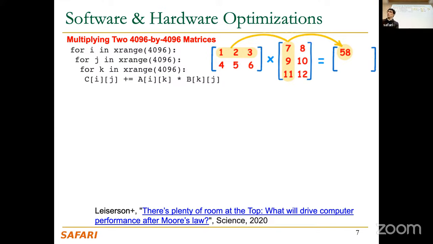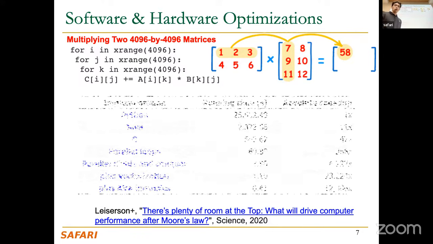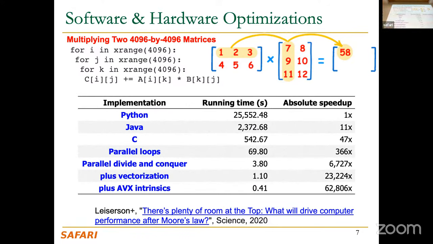But it's not only the hardware, right? It's not only the hardware that we can optimize. We can also do a lot of work in software. If we write this code in Python, it's going to take that large amount of seconds, which is more than 7 hours. And that's extremely slow, right? Because 4096 is a large number, but it's not that large. In the end, if you think about large language models, for example, that are so popular these days, the size of the matrices that they are using might be even larger.